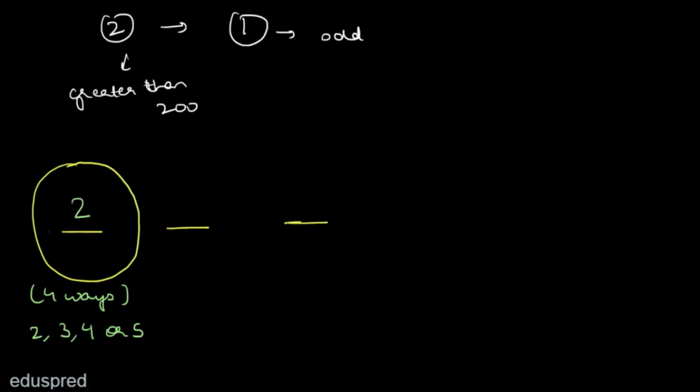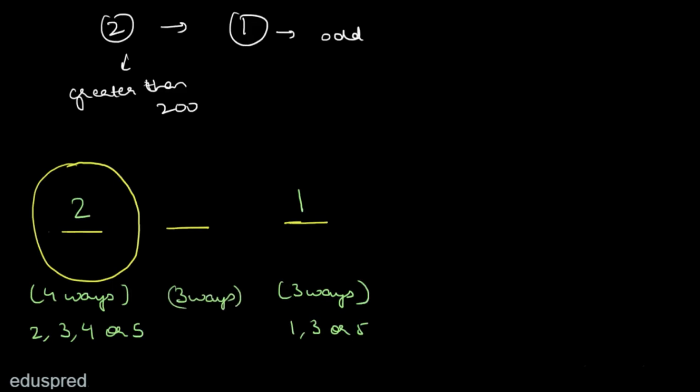Now let's move to the second condition. The second condition says that the number should be odd. So that means the third slot can be filled with 1, 3 or 5. So there are 3 ways to fill the third slot. And for the sake of example, let's say that we are filling this slot with the number 1. And now because we have utilized 2 digits, we can fill the second slot in 3 ways.